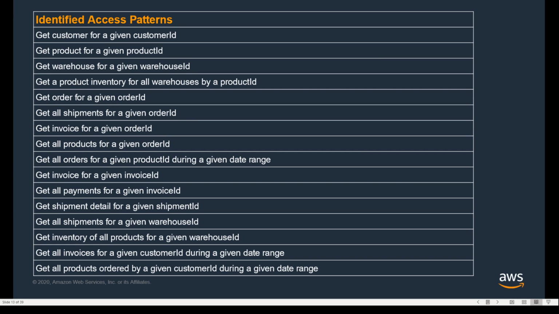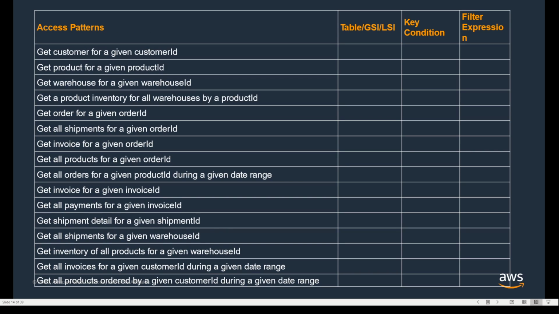We're going to end up walking through each one of these individually, so I'm not going to go through each one right now, but the fundamental exercise is going to give us a result that tells us what table, GSI, LSI, whatever it is, that we need to query to get a given result set for a given access pattern. What are those key conditions?